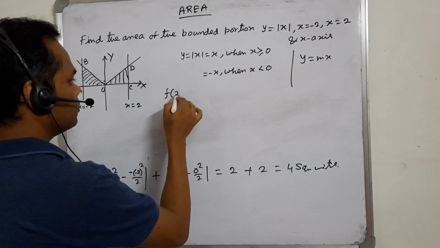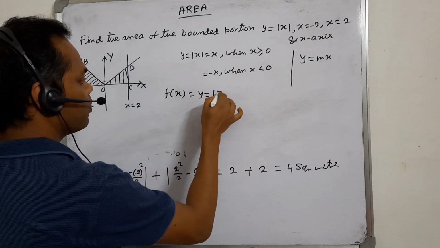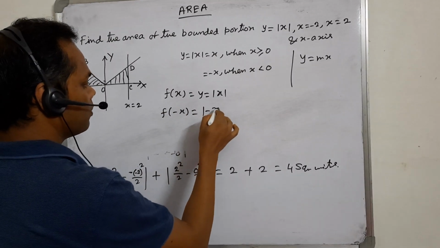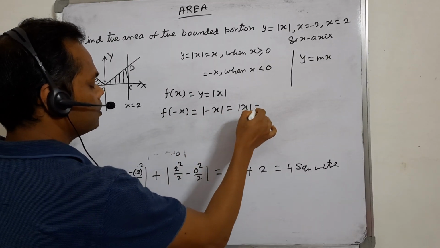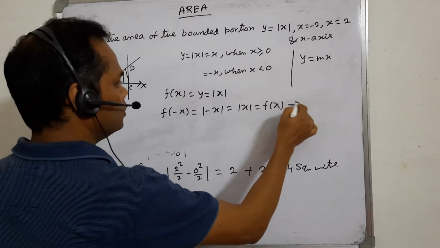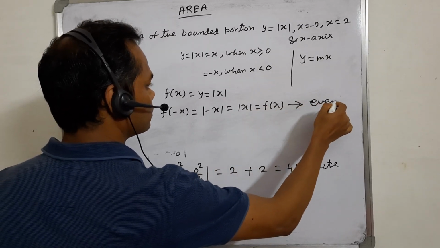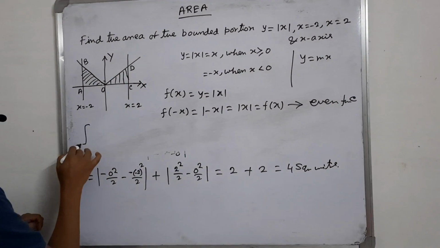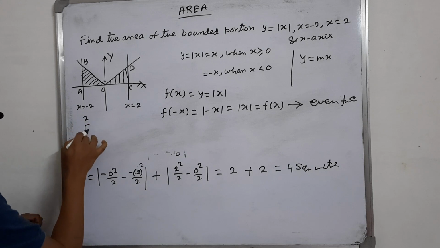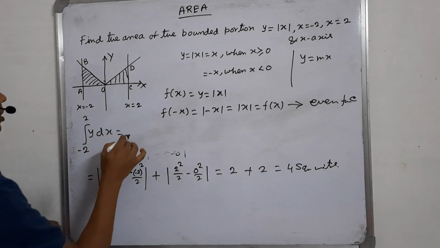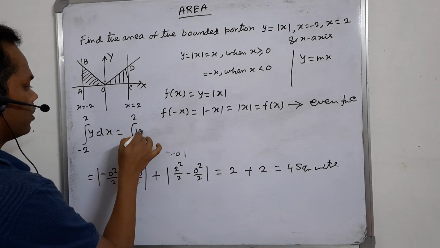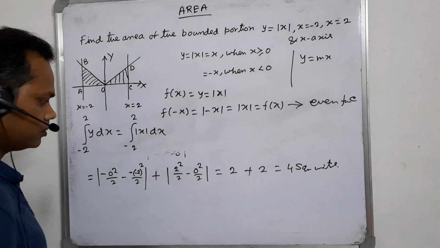Now students, you see that y equal to mod x is f(x) equal to y, and this one is mod x, then f of minus x is mod of minus x, which is mod x, equal to f(x). So this function is an even function. So the area of the bounded portion from -2 to 2 of y dx is equal to the integral from -2 to 2 of mod x dx.